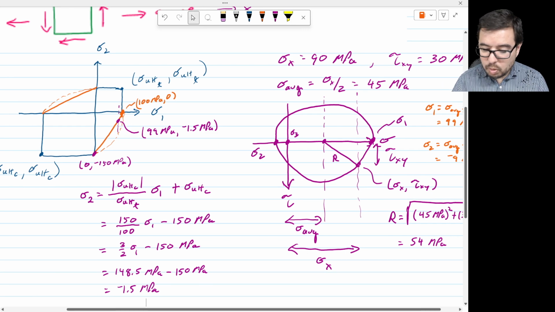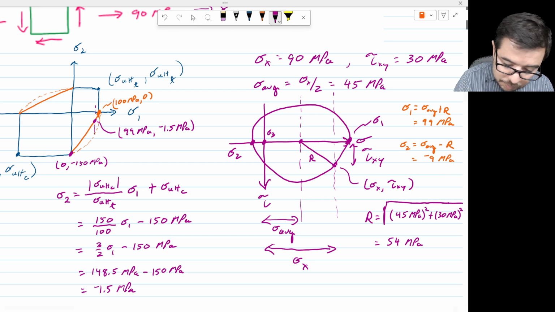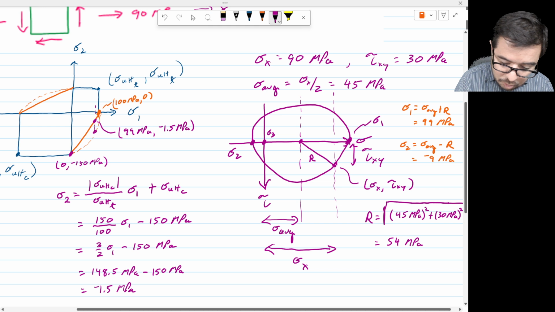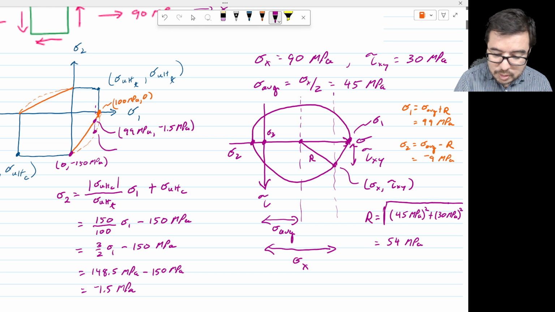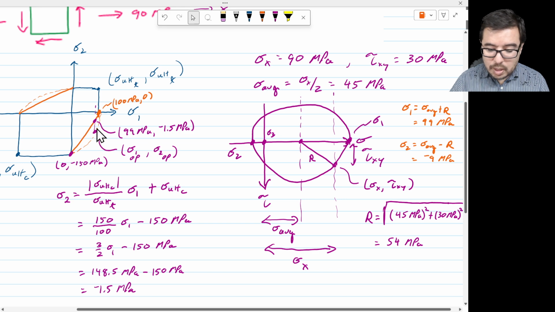Well, what is the actual coordinate for our operating state? It's minus 9. So our operating, maybe I'm exaggerating that a little bit, all right? But our operating, okay, so we'll just call this sigma 1, of course, comma, sigma 2 op, right? And that has the values that we discussed here. And so it is outside of the box, all right?